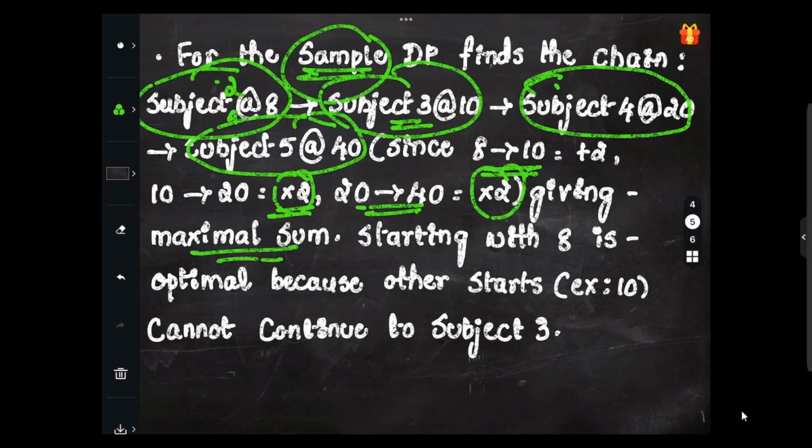This gives us the maximum sum. Starting with 8 is optimal because, for example, if we consider starting with 10, it cannot continue to subject 3. So subject 2 at 8, subject 3 at 10, subject 4 at 20, and subject 5 at 40 is what we consider.